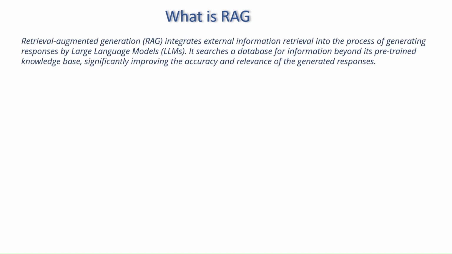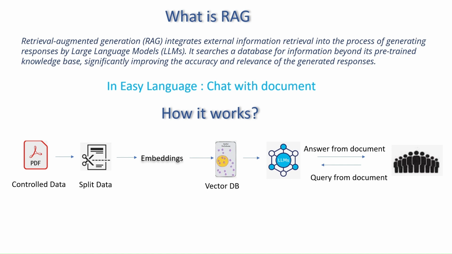So what is RAG? There are plenty of definitions of RAG. You can see a long definition of RAG, but in easy language, I see RAG as nothing but chat with document. How does it work? You collect data, control data, split the data, build an embedding, put it into a vector DB, and then the user can ask questions and get the answers through the LLM.